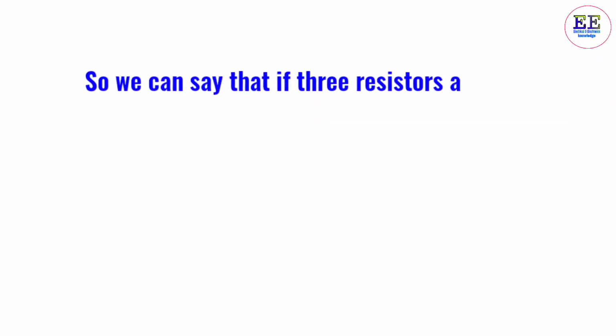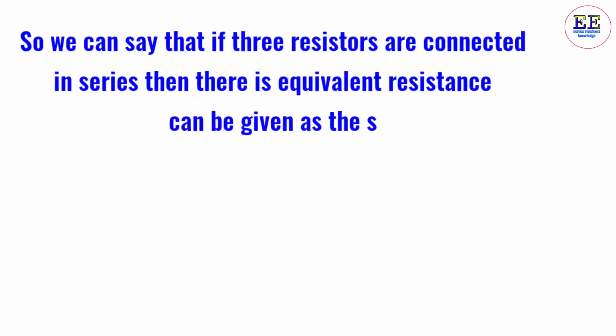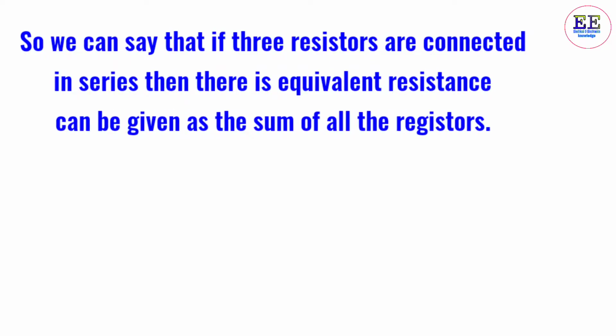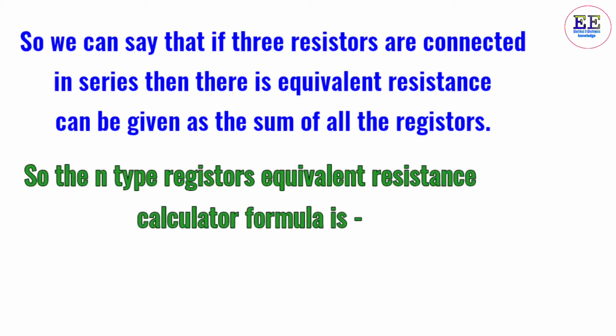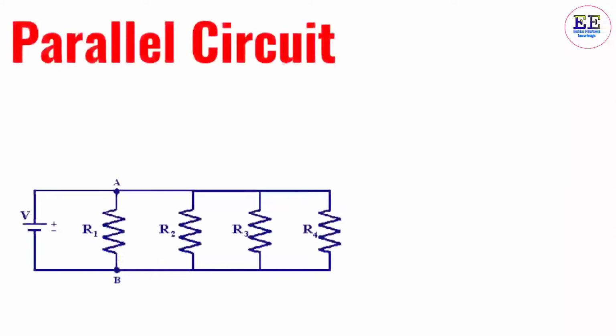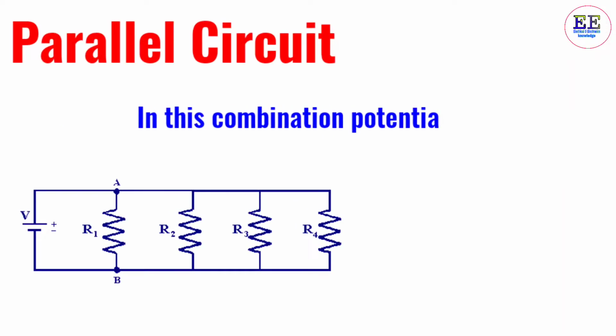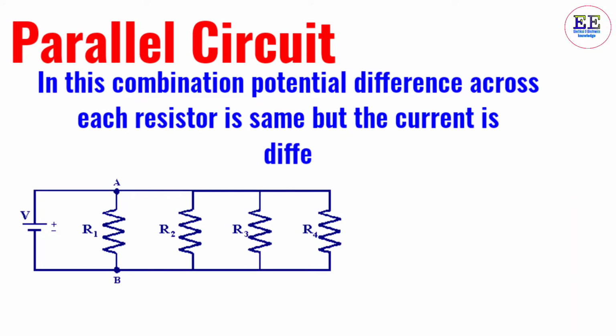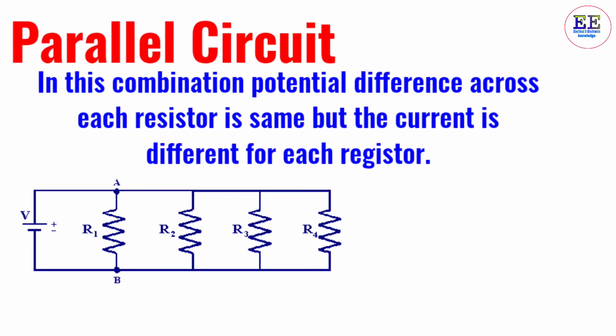So we can say that if three resistors are connected in series, then their equivalent resistance can be given as the sum of all the resistors. So we can calculate n resistors' equivalent resistance in this way. The formula is R is equal to R1 plus R2 plus R3 up to Rn. Parallel circuit. In this combination, the potential difference across each resistor is the same, but the current is different for each resistor.